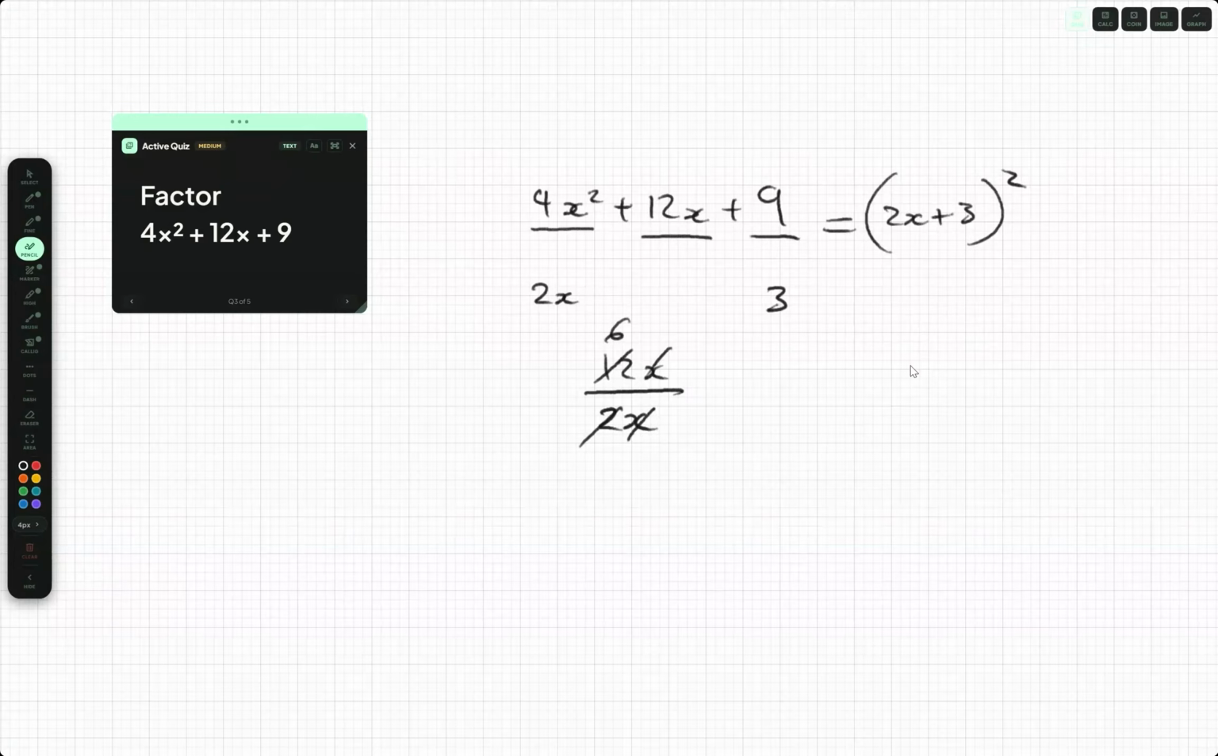Now, all of these little tests that I'm coming up with are just relationships between these numbers to make this work. You can use whatever tests you would like. You just need to think about it logically.